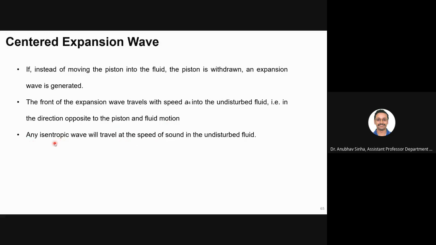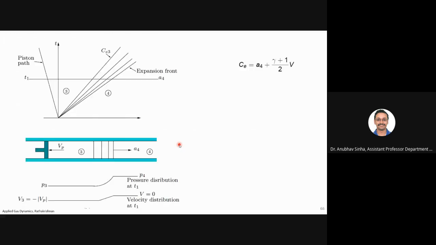Generally we consider this wave to be isentropic, so we can use isentropic relations derived previously, and it travels at the speed of sound. Those are the general assumptions for an expansion fan. So this is how it will look. You can see this is the piston which I am pulling back. It is moved back suddenly, and these are the wave fronts. We'll talk about them in a little bit.